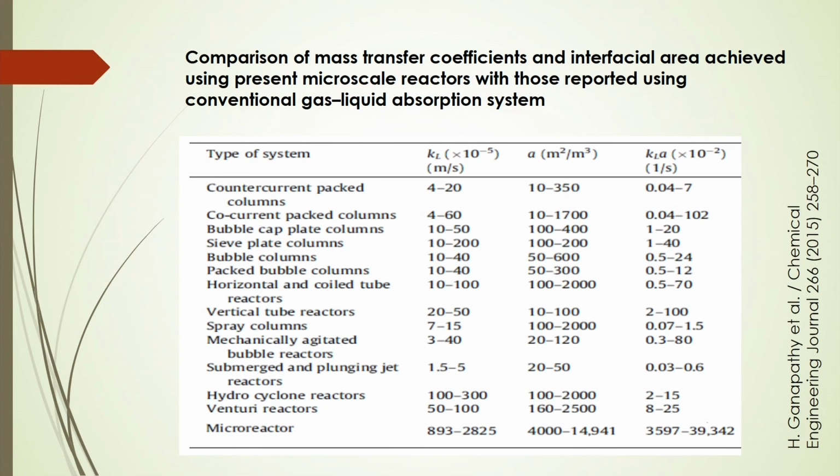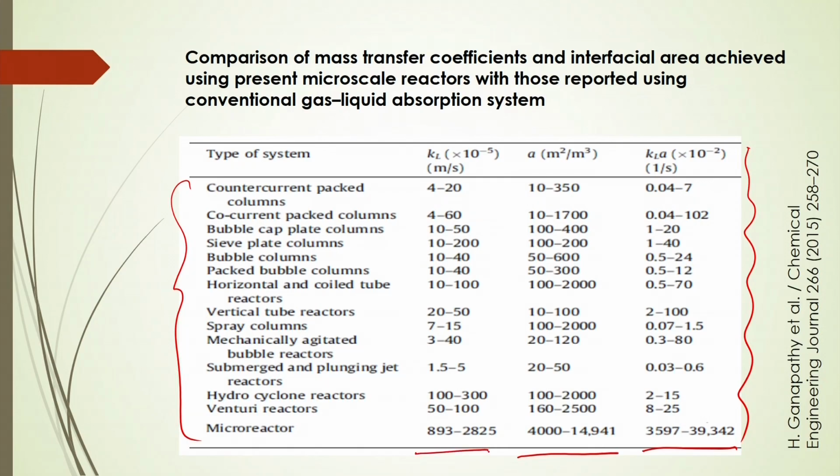So, there are the individual mass transfer coefficient, interfacial area, and overall mass transfer coefficient for different mixing devices, as given by Ganapati et al. 2015. Based on this table, you will see the microreactor gives a very high mass transfer coefficient, and even high interfacial area, compared to the others. That is why microchannel based microreactors are important for process intensification.